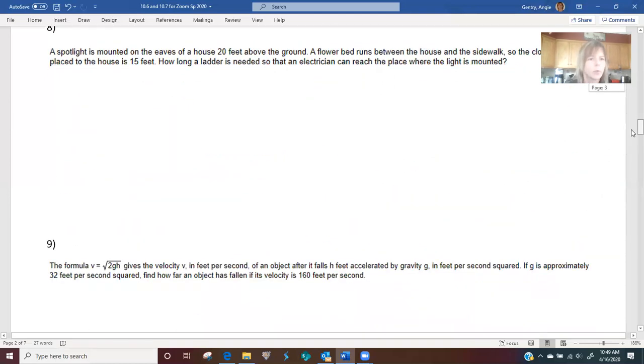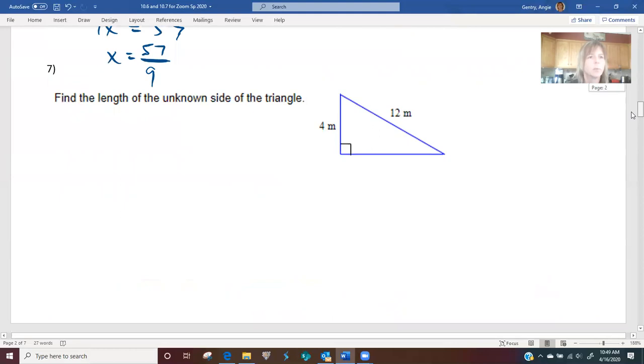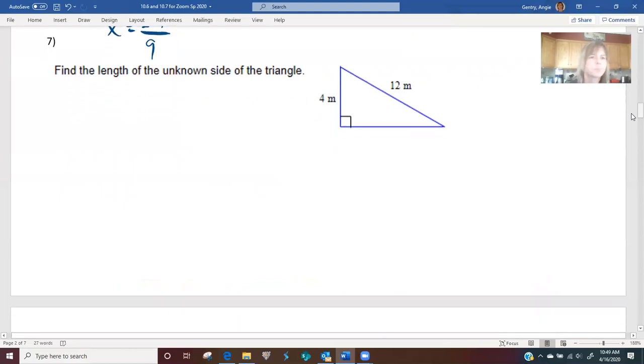Okay, so real quick, the Pythagorean theorem, we need to talk about it real quick. Oh no, I'm gonna make you deal with those a little bit. I grabbed stuff out of the homework. Okay, find the length of the unknown side of the triangle.